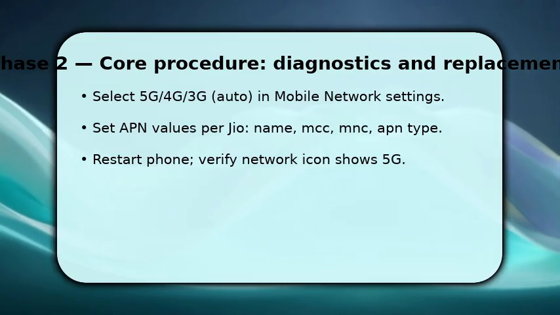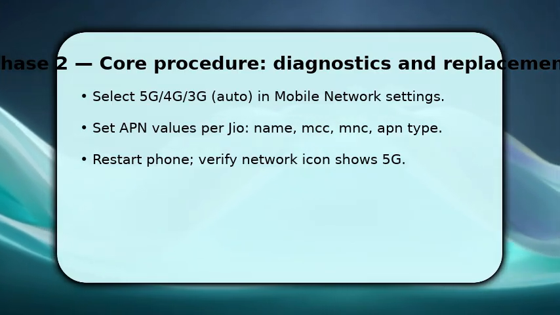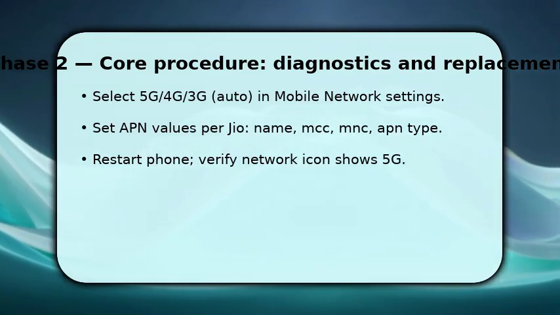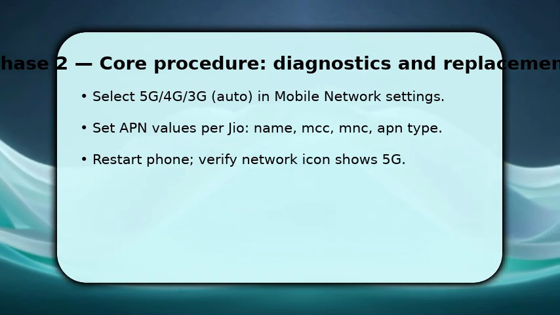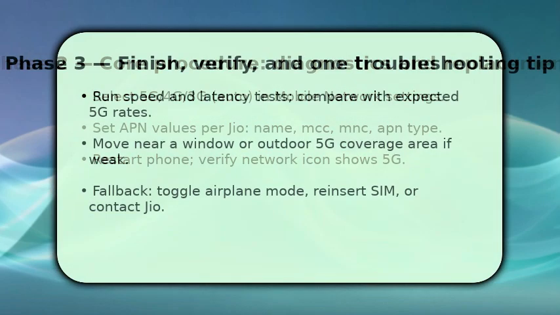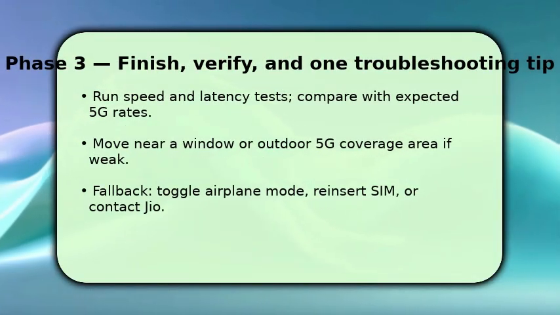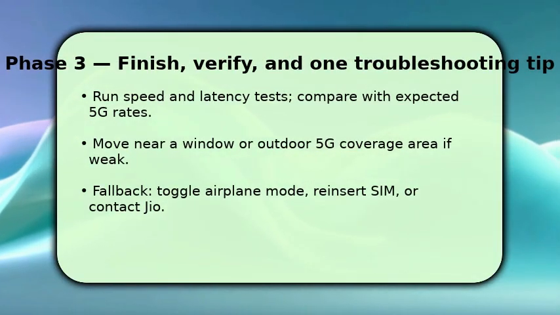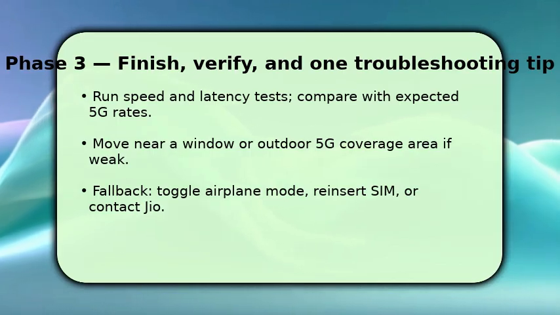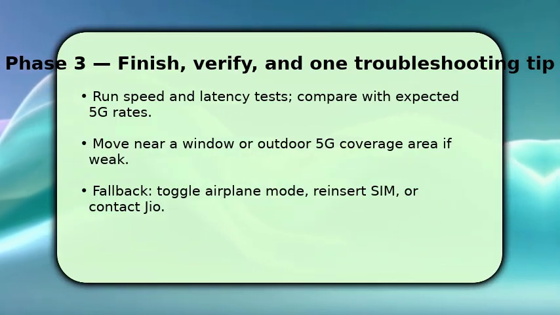Once restarted, watch the status bar for the 5G icon and test with a speed check, because confirmation proves the configuration worked. Finally, validate performance. Run speed and latency tests to confirm you're receiving 5G throughput and compare results to expected Geo rates.